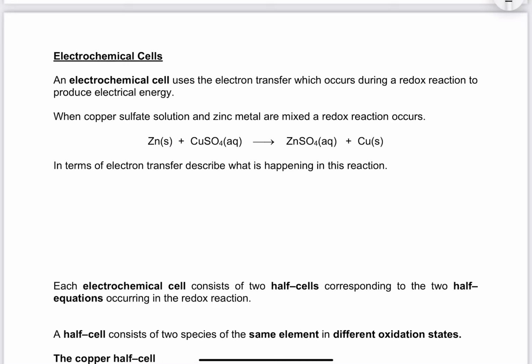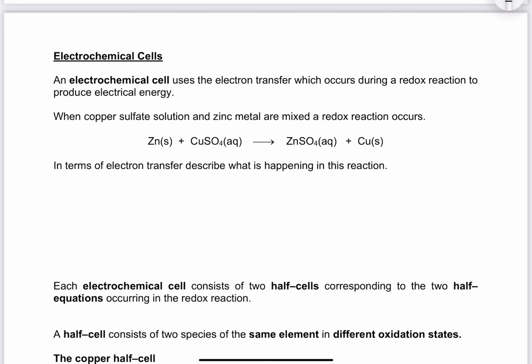Electrochemical cells. An electrochemical cell uses the electron transfer which occurs during a redox reaction to produce electrical energy. So we've been thinking about redox reactions and trying to remind ourselves about what happens: something gets oxidized, loses electrons, whilst some other species is reduced, gains electrons. If we can capture that transfer, we can use that electrical energy, that flow of electrons, as a source of electrical energy to power our devices.